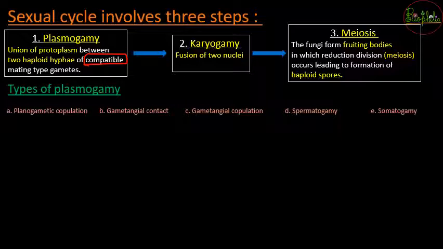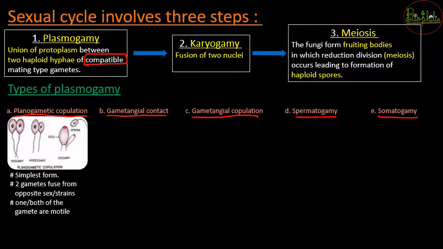So first is going to be planogametic copulation, then gametangial contact, or gametangial copulation. Fourth is spermatogamy and last is somatogamy. So let's see them one by one, what they mean. First is planogametic copulation. Within planogametic copulation there can be 3 variants, as you can see in the diagram. First is isogamy, second is anisogamy, and third is oogamy.